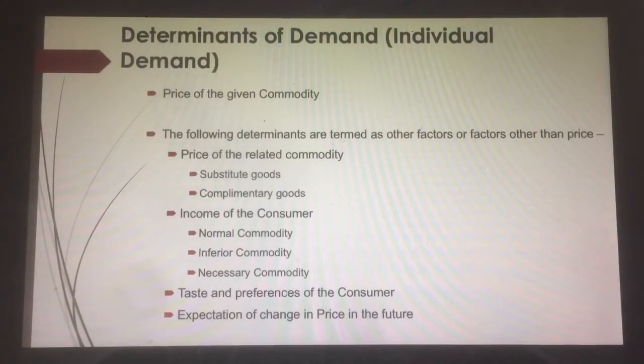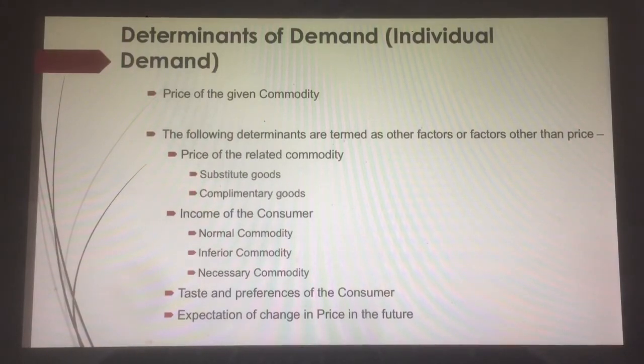Now students, let's revise what we have studied today. The determinants of demand, individual demand, are as follows. First is price of the given commodity, and there is inverse relationship between the price of the commodity and the demand of the commodity. And some of the determinants are factors other than price. They are known as other factors also. They are price of the related commodity.